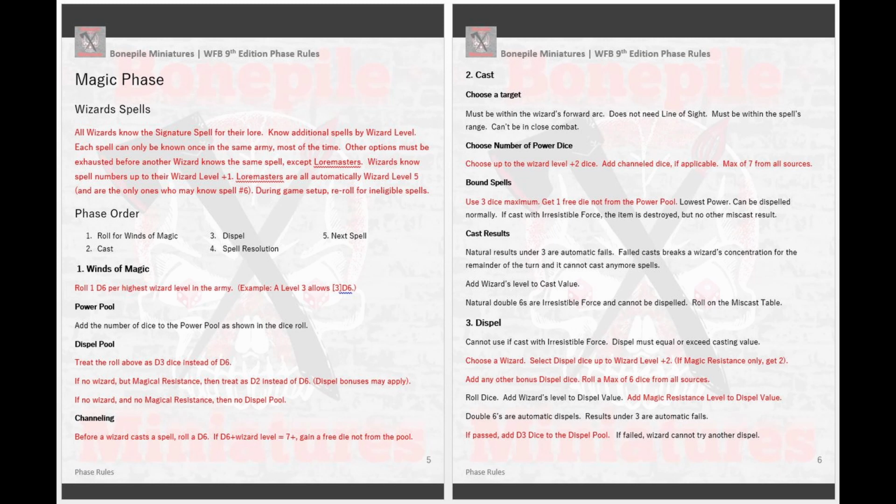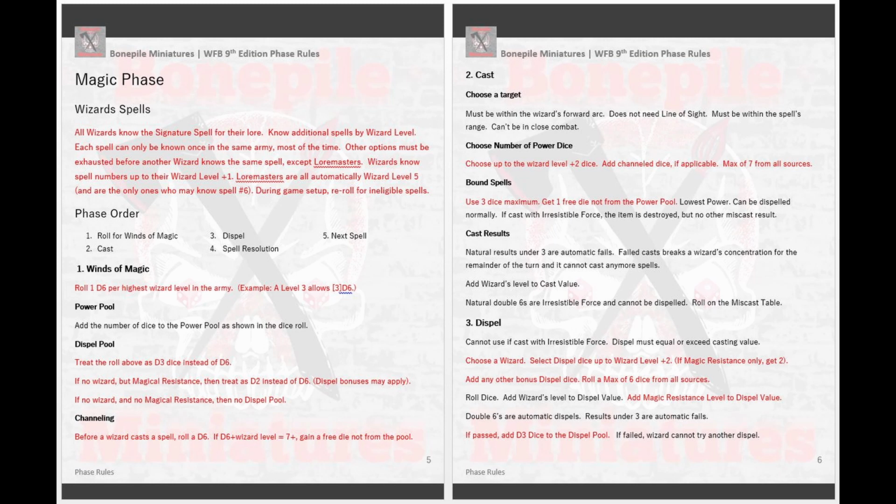So as you add more spells by wizard level, you'll get a level 1 wizard that knows 2 spells, because he'll know the signature spell and 1 more spell. And then a level 3 wizard will know 4 spells, because he'll know the signature spell plus 3 more. And so it's a pretty easy scale to remember, but a little different than what most 8th edition players are used to. Okay, so let's keep reading on.